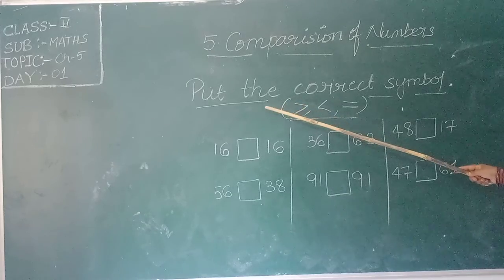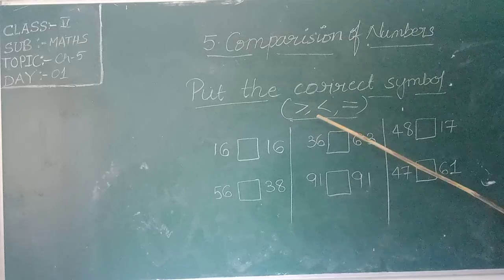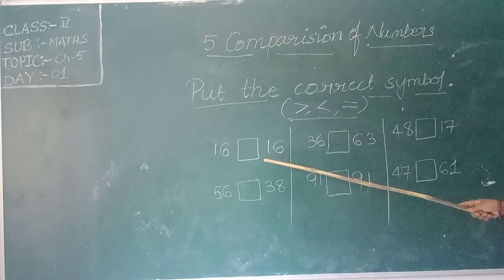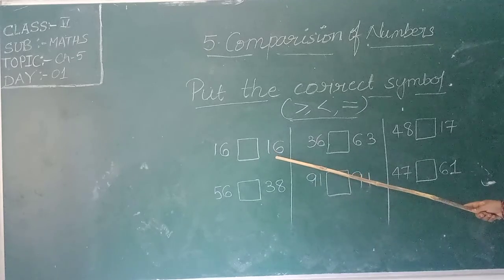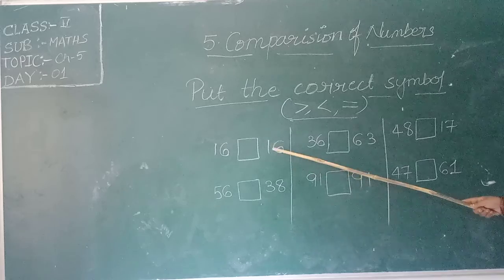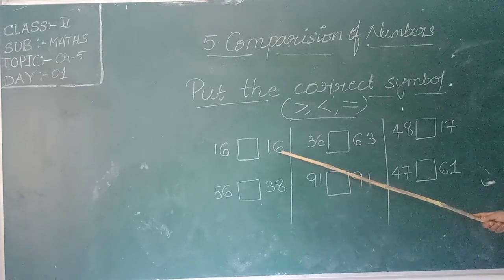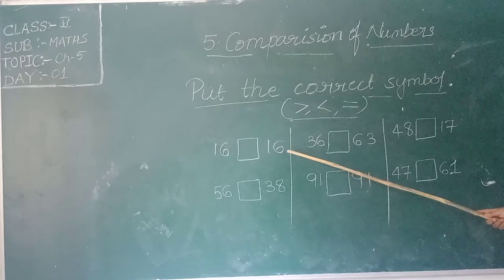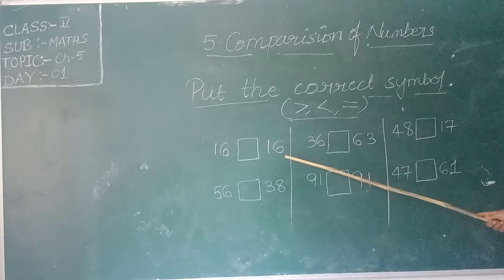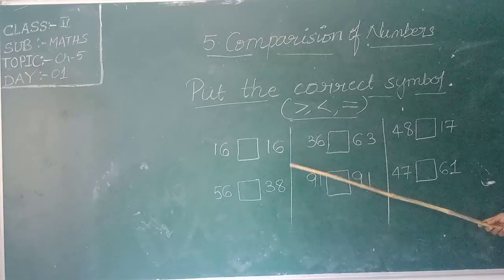Students, note down today's homework. Put the correct symbol: greater than, less than and equal to. See, there are 6 questions given. First one is 16 and 16. Compare between 16 and 16. How should we do it? The first number you should compare with the second number. If the first number is greater, you use the greater than symbol. If the first number is less than the second number, you use the less than symbol. And if the first number is equal to the second number, then you use the equal to symbol.